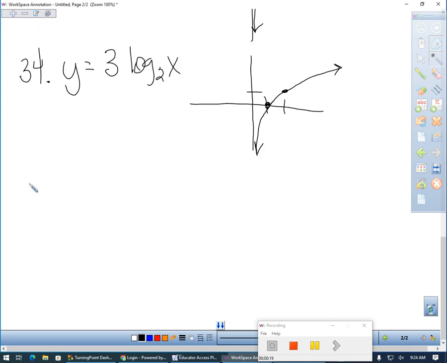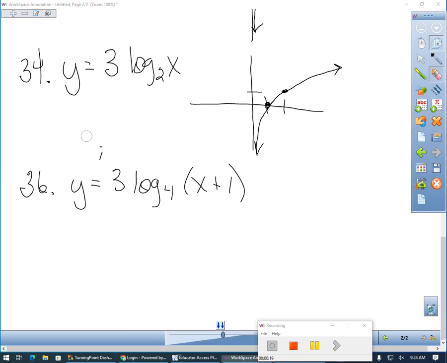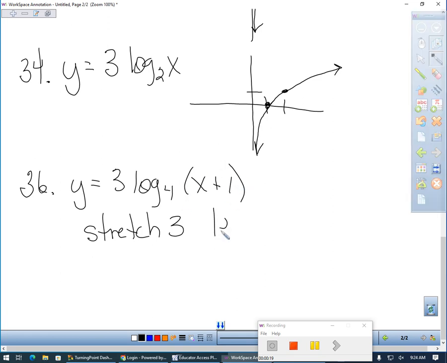For number 36, we have y equals 3 log base 4 of x plus 1. And here we just want to know, how does it compare to the parent function? What is happening in number 36? Well, first of all, this 3 in front we just mentioned was a stretch of 3. And of course, in with x, if you set it equal to 0 and solve it, you get that this goes to the left 1.